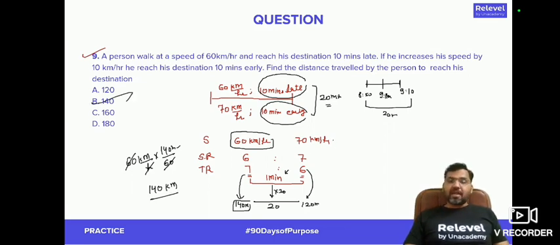You could have got the answer by using these two values also. At a speed of 70 km per hour, the person is taking a total of 120 minutes.